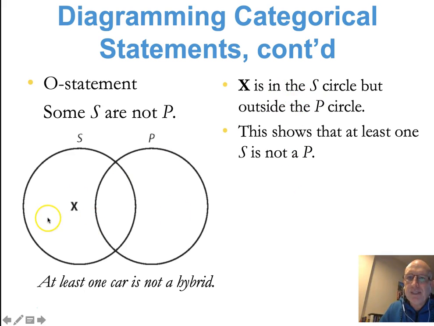So X is in the S circle, but outside the P circle. This shows that at least one S is not P. Some S are not P. Some cars are not hybrid. Now remember, if we were doing it as a particular affirmative, some cars are hybrid, we would put the X then back in the circle here, where S and P intersect, to show that at least some S are P.